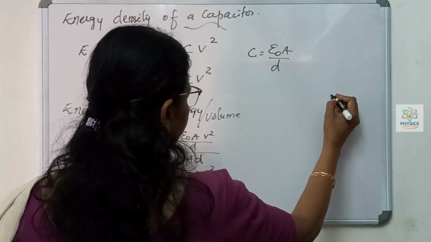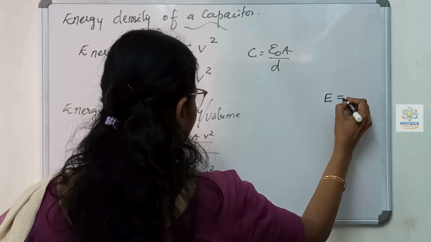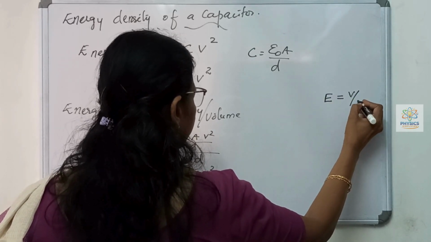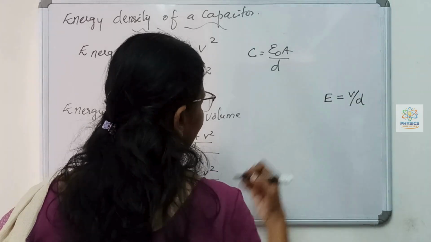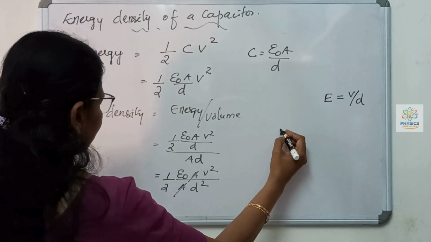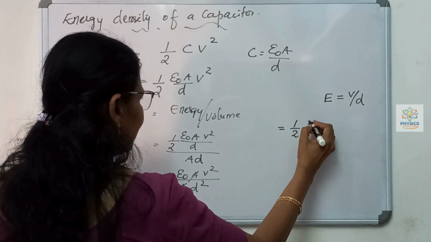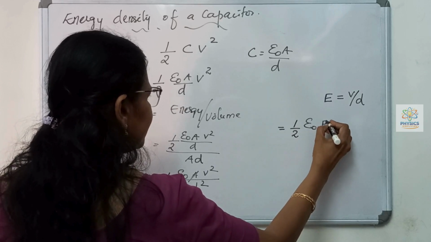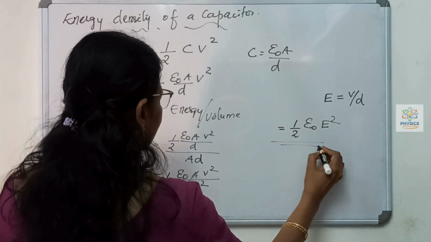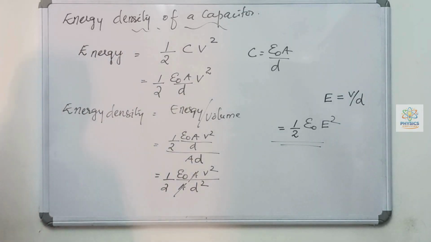And we know this equation: electric field intensity E is equal to the potential gradient, that is potential with distance. So that V square by D square can be written as half into epsilon 0 into E square. This is the energy density. Energy density is always proportional to the square of the strength of electric field.